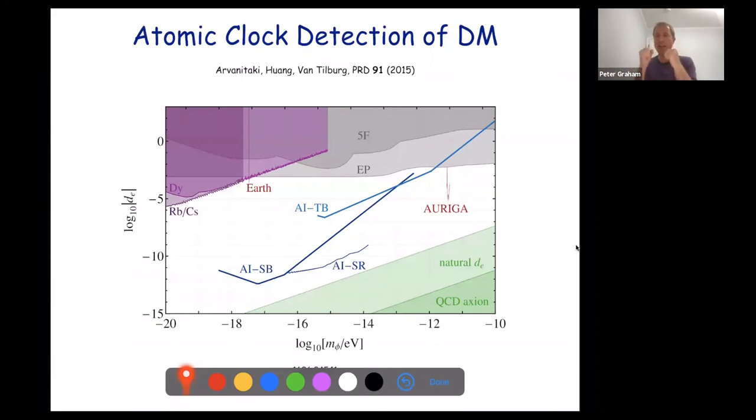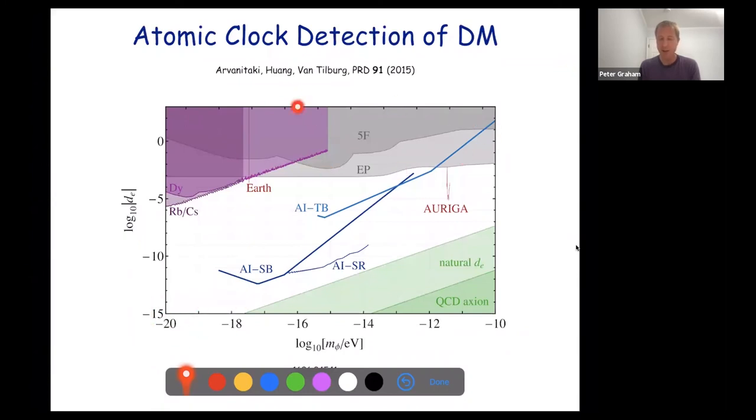If I compare two co-located clocks, but they have a different parametric dependence on alpha, like one goes like alpha and one goes like alpha squared, then I can also pull out this same signal, now let's say oscillating the electron charge. And that would make these purple curves here. And you can see they come in at much lower frequencies. These are much lower masses now.